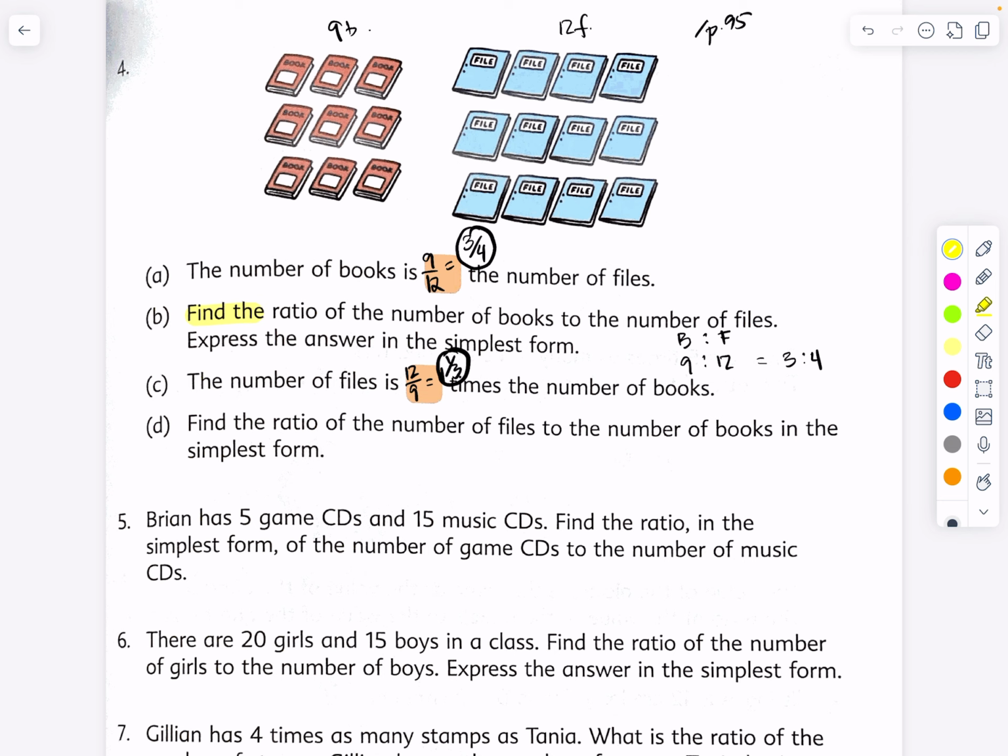And find the ratio. Let's find the ratio of the number of files to the number of books. Now we're looking for an opposite comparison. Files to books is 12 to 9, which is equivalent to 4 to 3. It's very important to pay attention to the order of comparison.